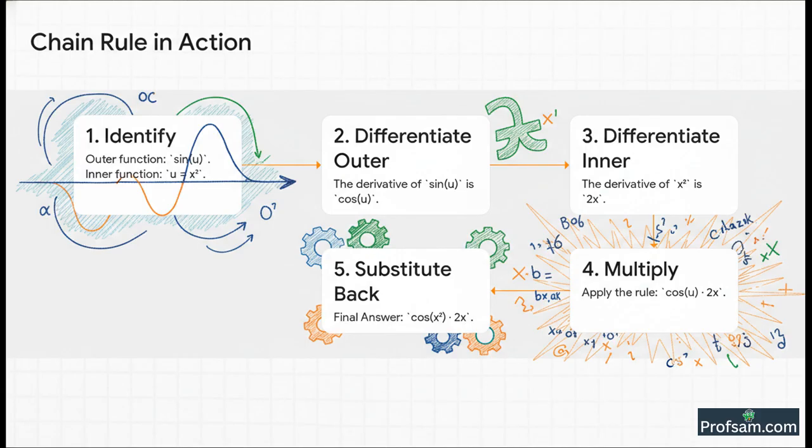Step 4. Multiply them together, like the rule says. We get cosine of u times 2x. And for the final crucial step, we substitute the original inner function x squared back in for u. And there it is. Our answer is cosine of x squared times 2x. See? Not so scary when you break it down.